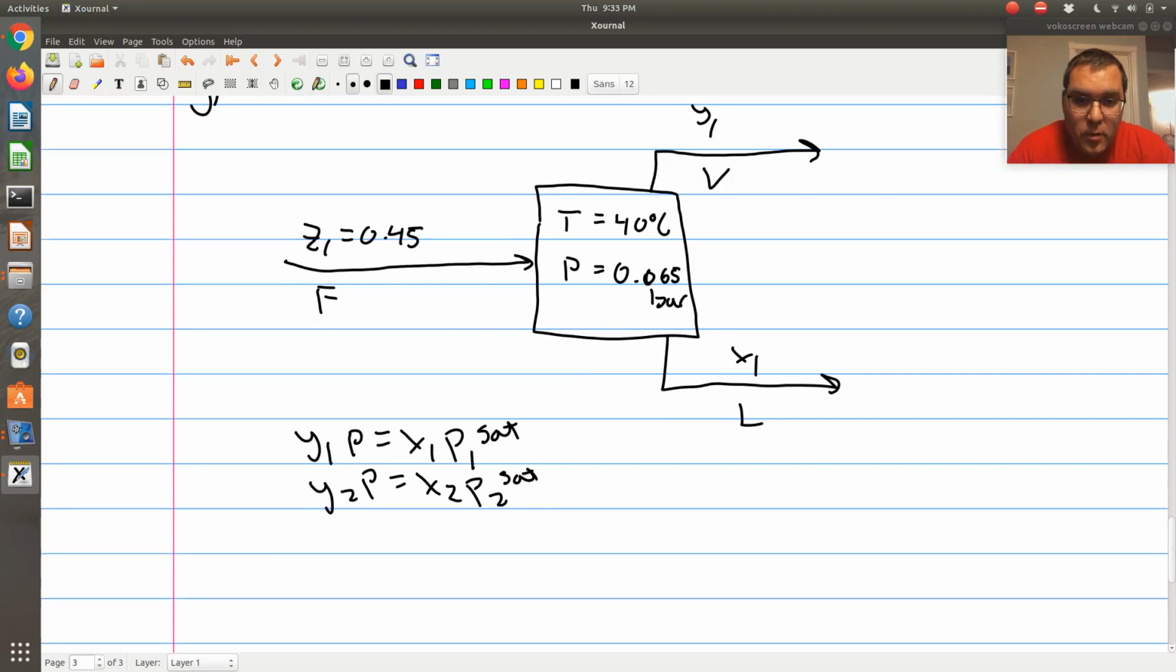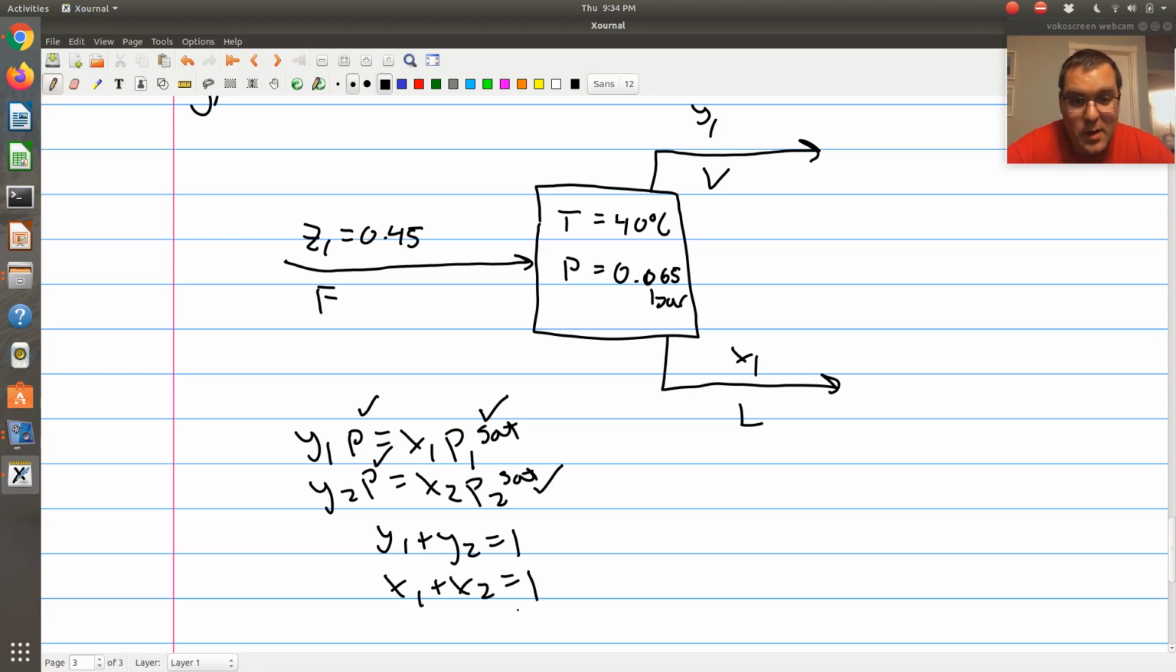We're told that the temperature is 40 degrees C. What that tells me is I know P1 sat and P2 sat. I could plug into my Antoine expression and get P1 sat and P2 sat. Our pressure is 0.065 bars, so I have those. So I have two equations with two unknowns that I could solve for y and x. Because in theory, y1 plus y2 is equal to 1, so y2 is 1 minus y1, and x1 plus x2 is equal to 1, so x2 is 1 minus x1. You can solve it any way you want.